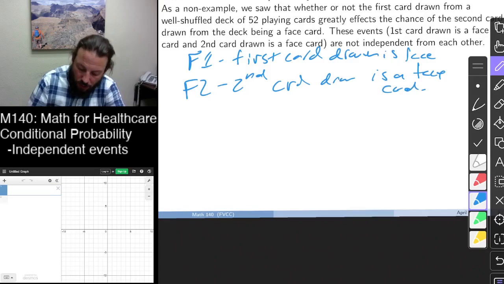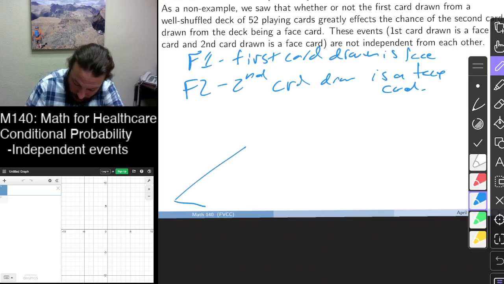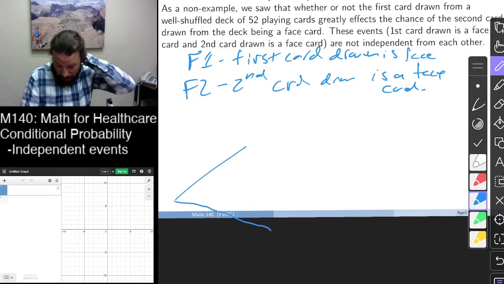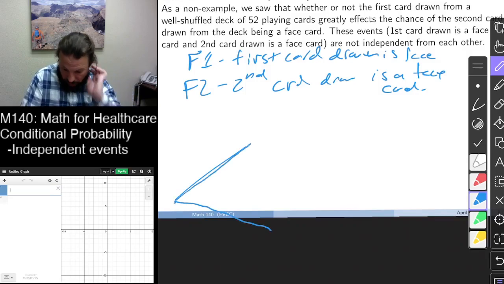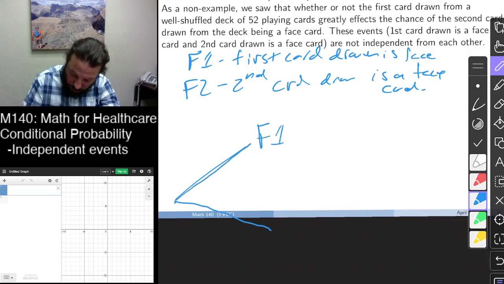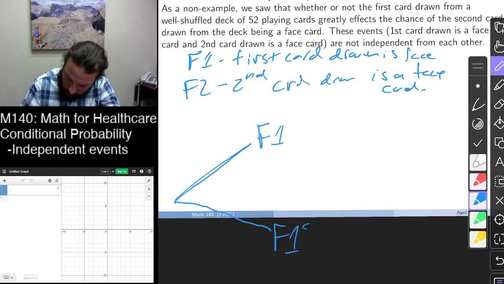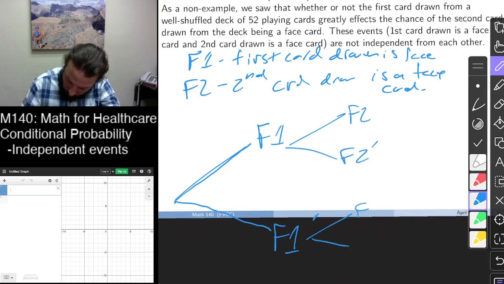Okay, so what do we got here? We have a tree diagram, right? Maybe try and draw this on your own. Hit pause and see if you can fill this all out. We're going to use F1, F1 complement, then F2, F2 complement, F2, and F2 complement.